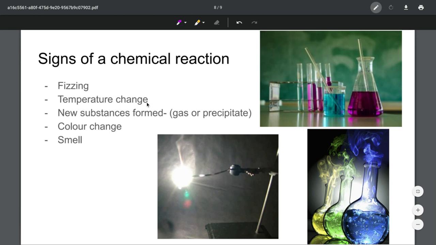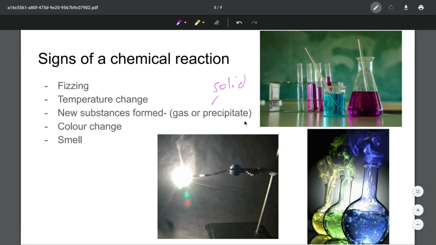Temperature change: you could tell with a thermometer. It could lose heat or it could take heat in, so it could appear to cool down or heat up. If you feel a test tube with a reaction going on, you can usually feel it heating up, but you can sometimes feel them cooling down. New substances formed: we've said gas would often give fizzing. Precipitate is basically little pieces of solid forming in a liquid, so you'd see little dots of solid appearing.